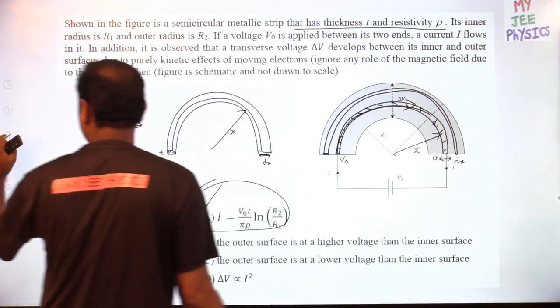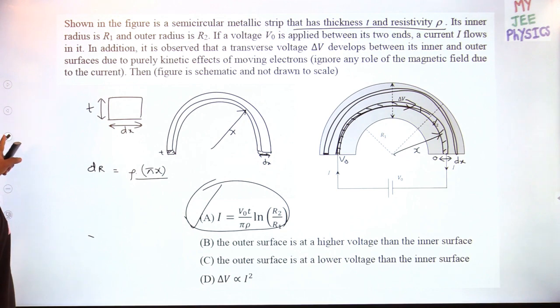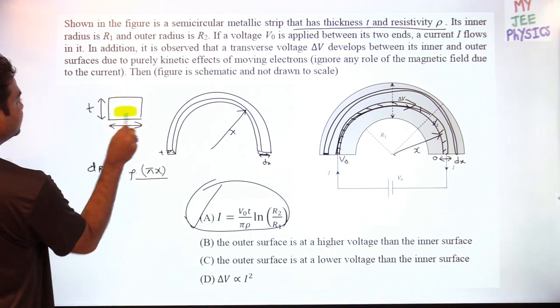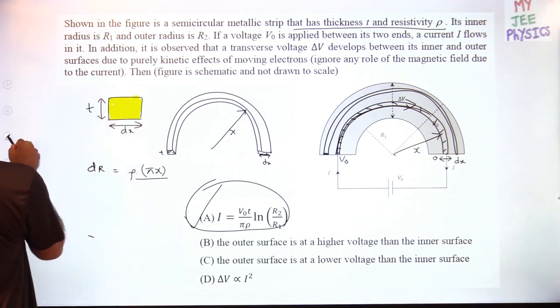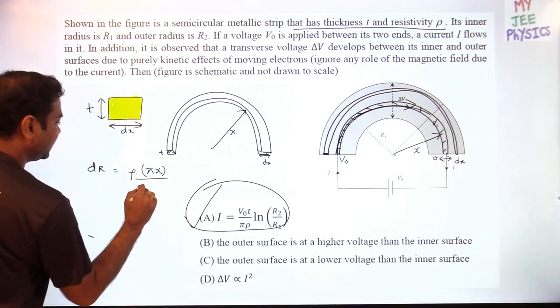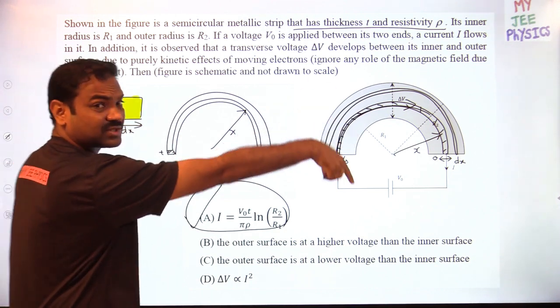The area across which current flows is something like this. This is the area I'll take. Through this area current flows. Then what is the area value I can write? The area is t into dx. This is the resistance of the one strip.